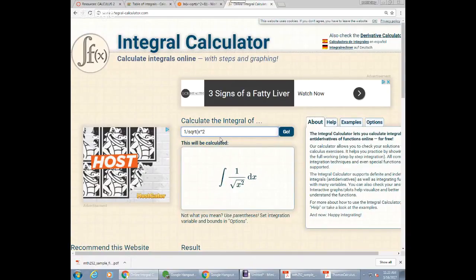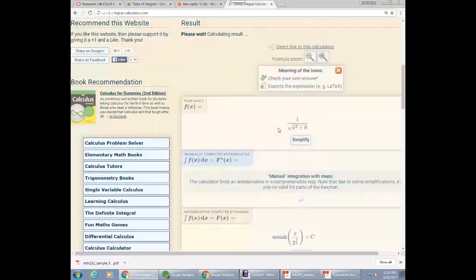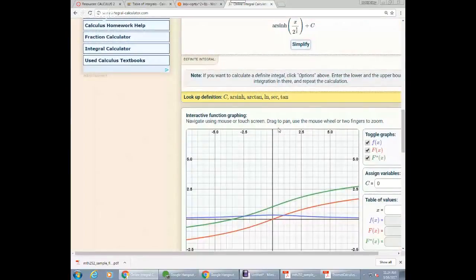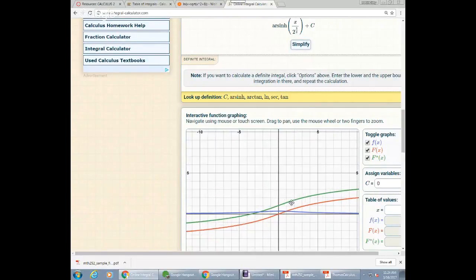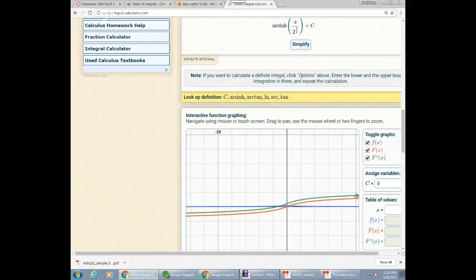x squared plus 8. Okay, ooh, cool. Yeah, so it's showing us quite a bit. And let's see, if I use my wheel, I can zoom out. It's going to grow shallow, but it's going to keep growing forever and ever and ever.